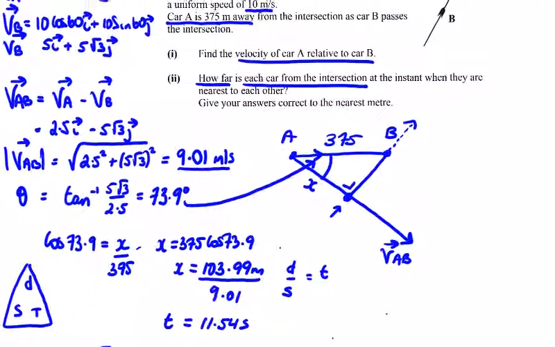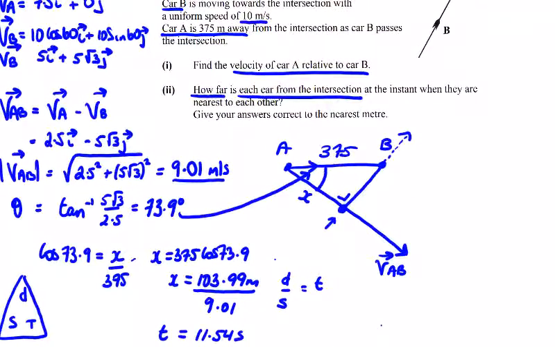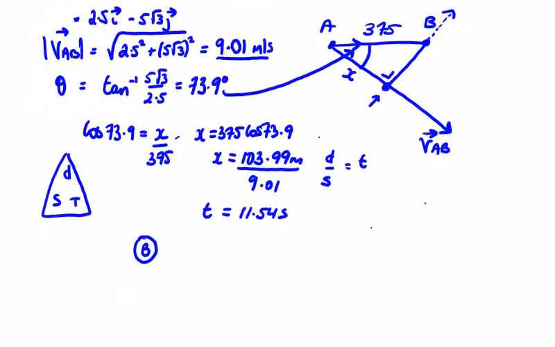So B is traveling away from the intersection. B's speed, what was B's speed? 10 meters per second there. So he's going in a straight line away. So it's 10 by 11.54, which is 115.4 meters for B.